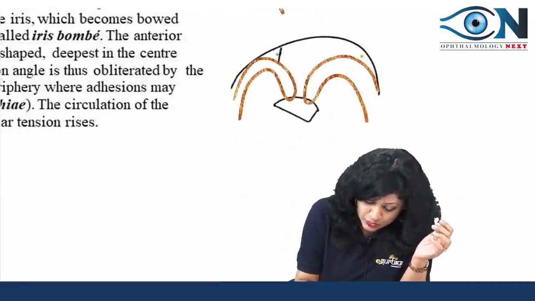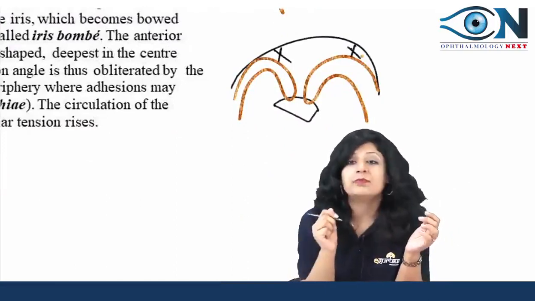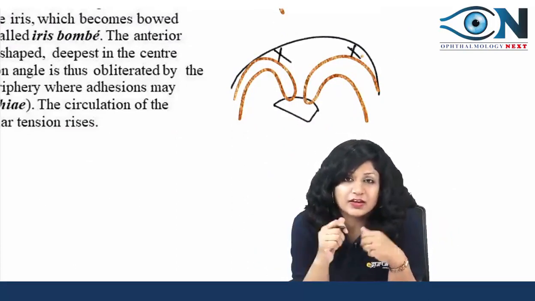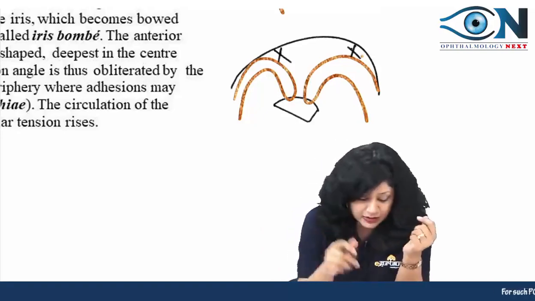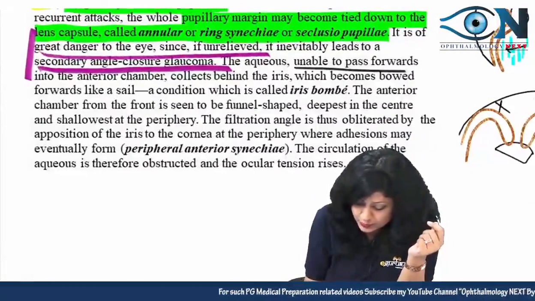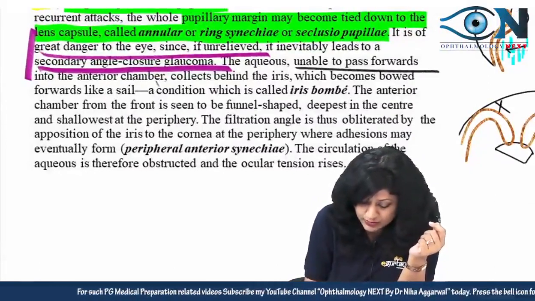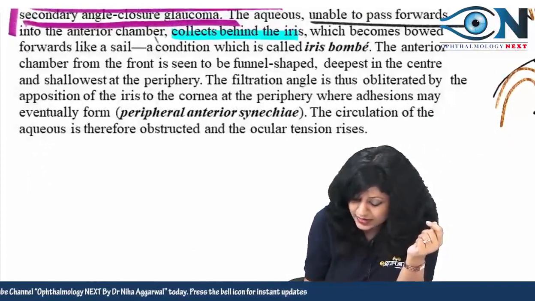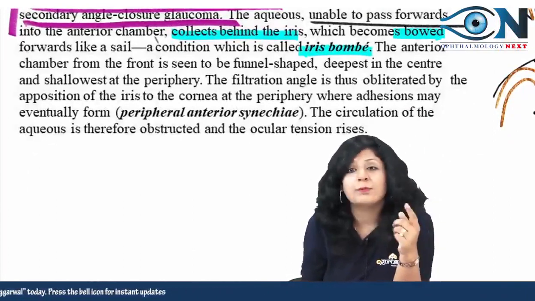So aqueous humor is not able to pass here. So due to this iridocorneal contact, we will have sudden closure of the angle of the anterior chamber. So sudden angle closure glaucoma will take place, right? And the aqueous is unable to pass forward into the anterior chamber and it collects behind the iris, and the iris becomes bowed, that is called iris bombé, that we have discussed.